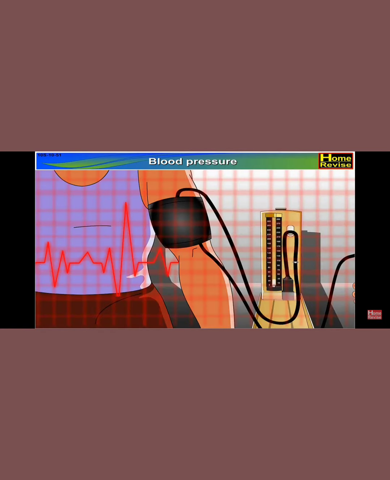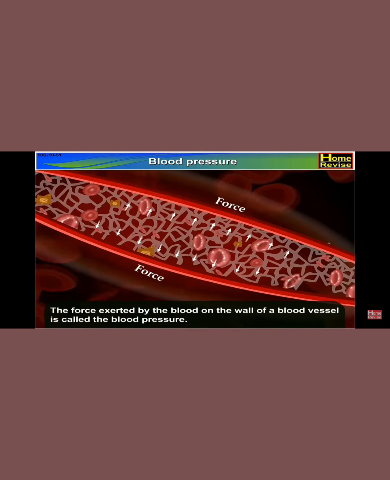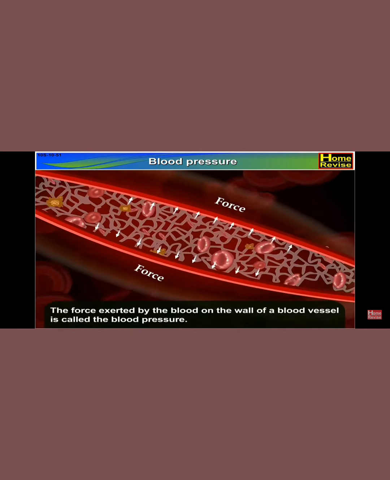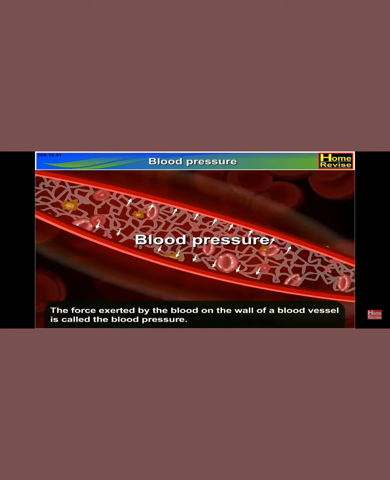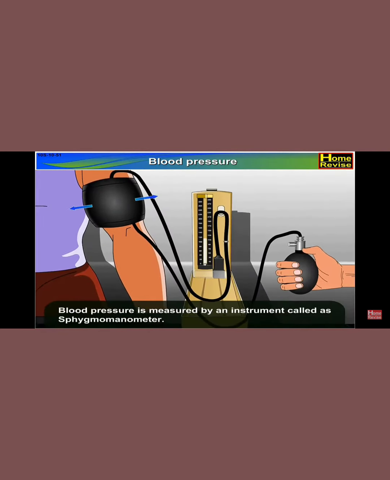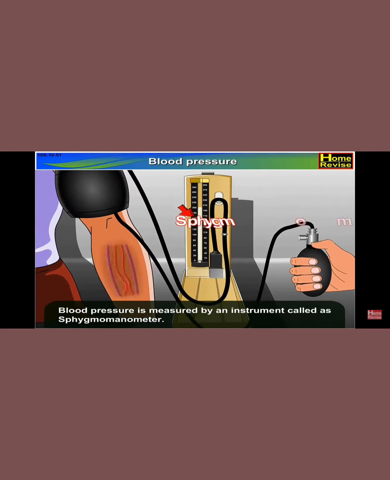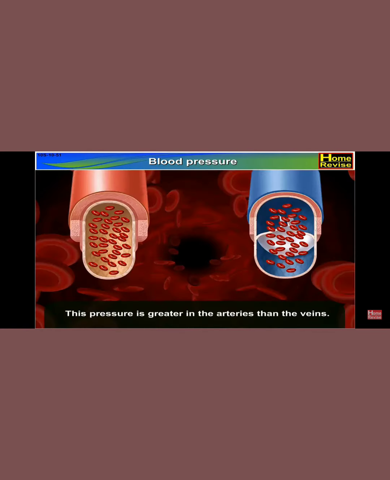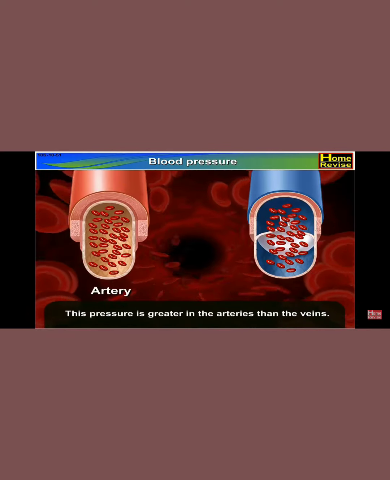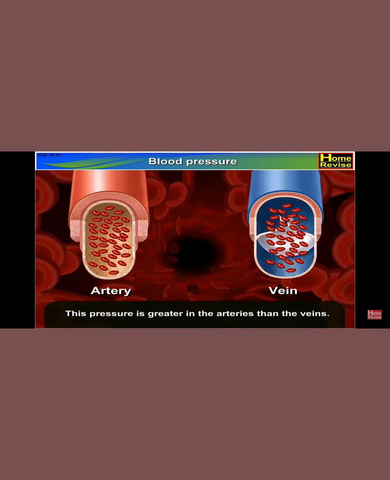Next, about blood pressure. The force exerted by the blood on the wall of the blood vessel is called the blood pressure. Blood pressure is measured by an instrument called a sphygmomanometer. This pressure is greater in arteries than the veins. So here you can see arteries and veins.